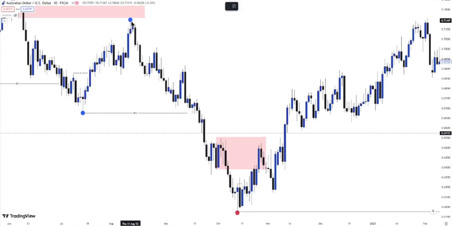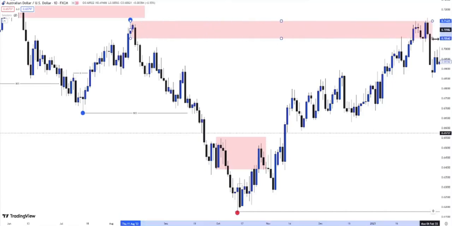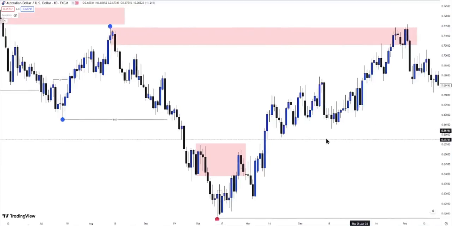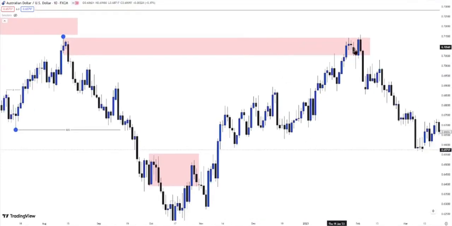You don't want to take order flow because order flow is already mitigated. So this is your extreme OB. Take note of it. And if you drag it out, look at what happened here. Price wicked above this OB.